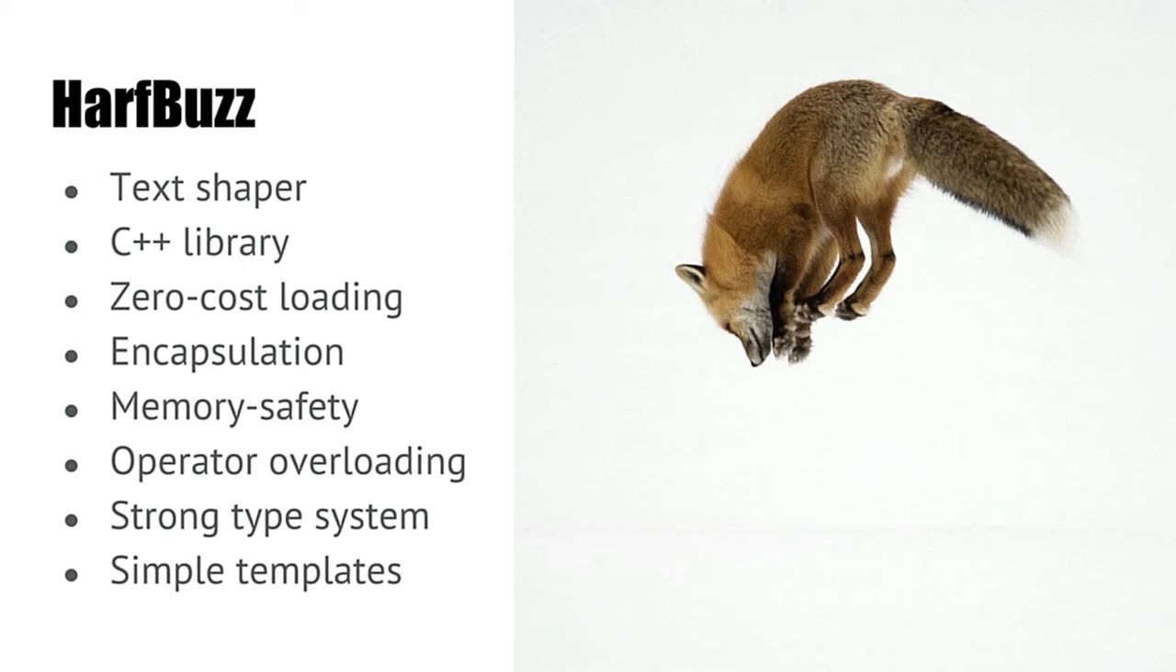Memory safety is also guaranteed by the way we use C++ features, and we sanitize the tables before using them. And the strong type system, again, lends itself to very good and secure code where you can't accidentally use data the way it was not intended to be used.